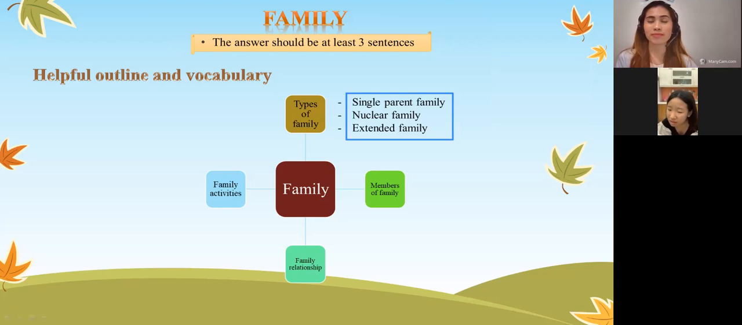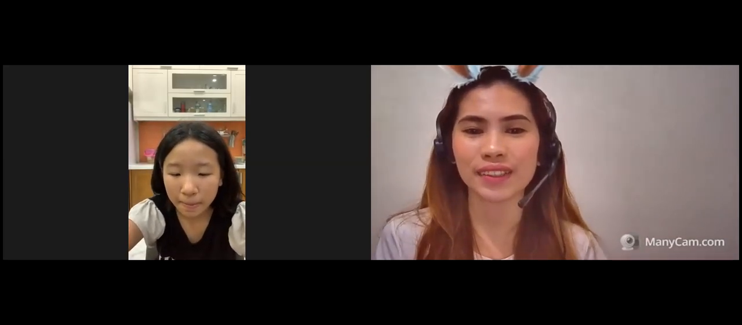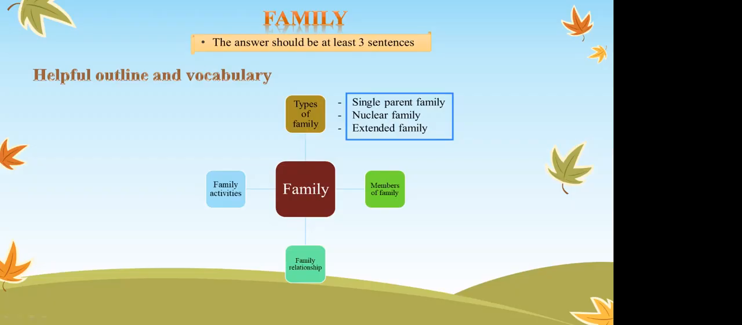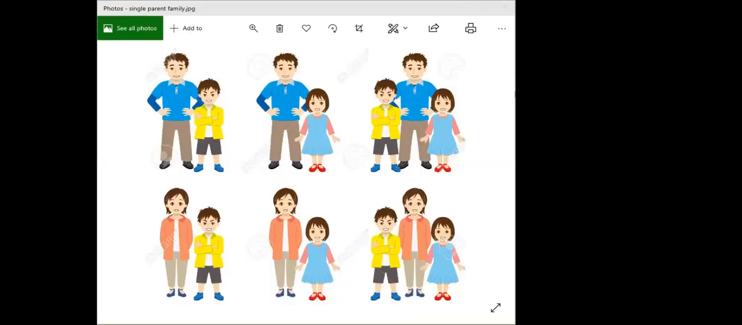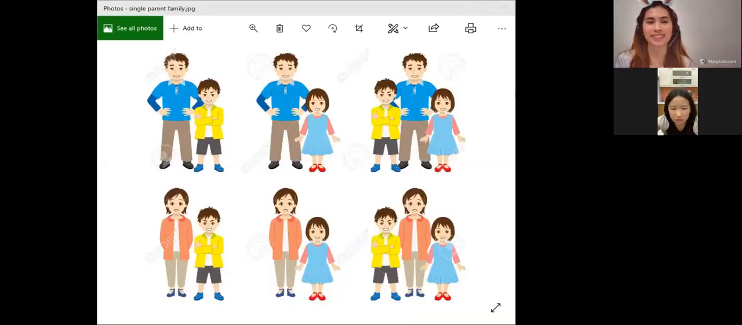I think it's nuclear. Why do you think so? Do you want to see the picture again? Yes. Okay, there you go. So would you like to explain your answer?